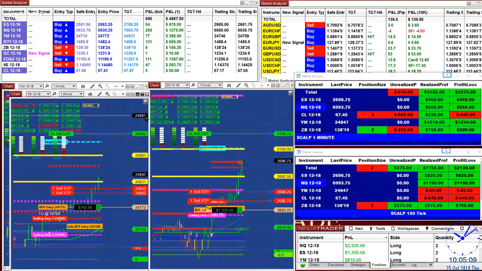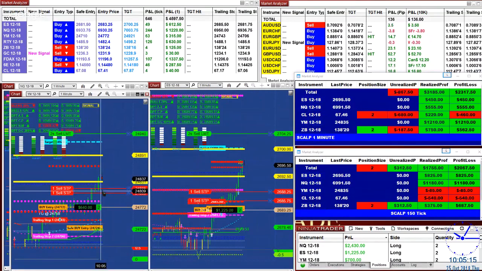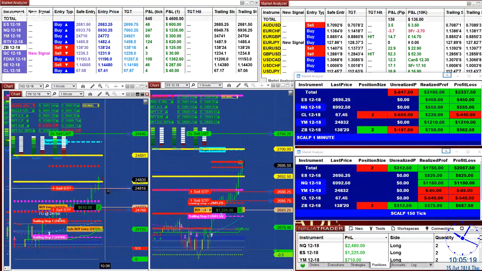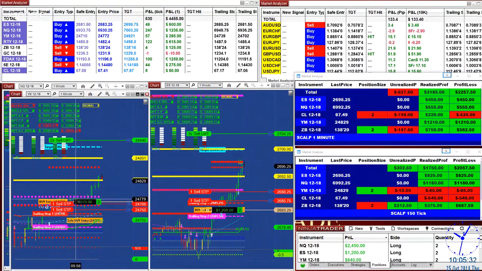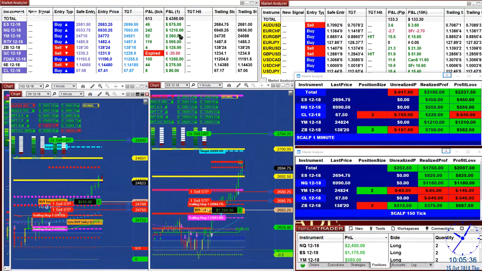On this system, you can use fully automated. You don't have to deal with the trailing stop. But I like the ATM because look, I can move the targets. I can move the trailing stop. I can control it better. But on the fully automated trade, you get the entry and the exit, like you see on the market analyzer.